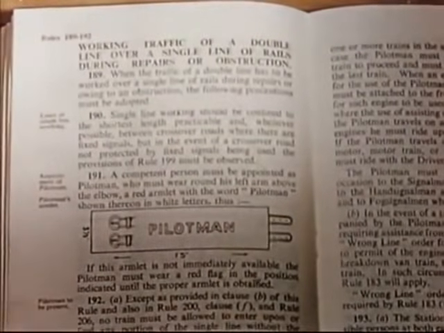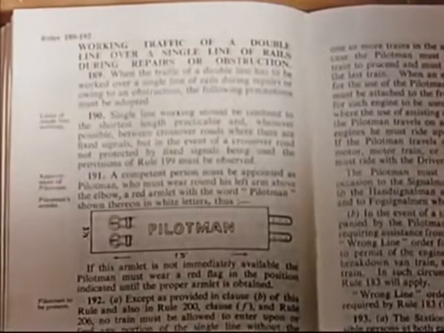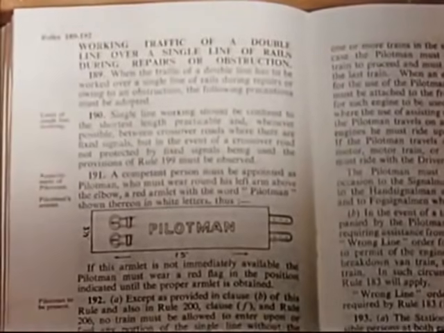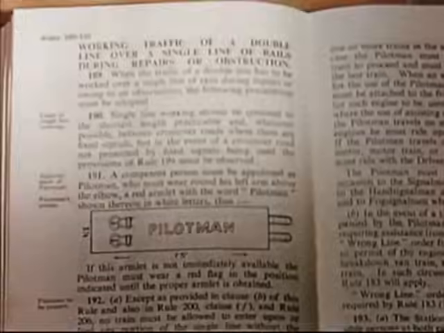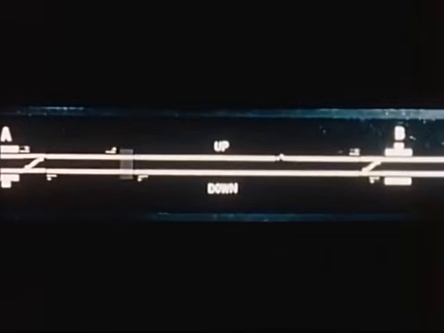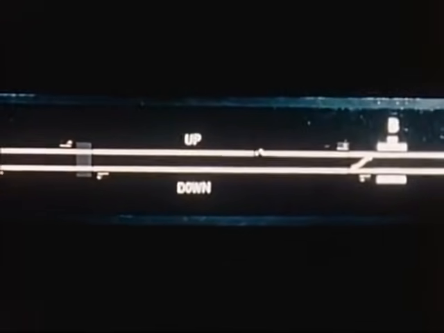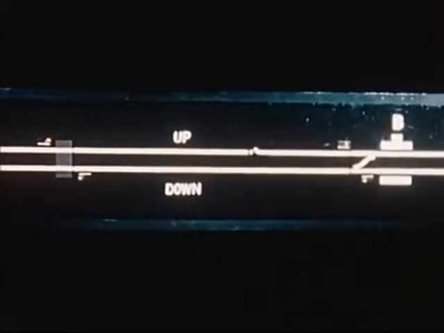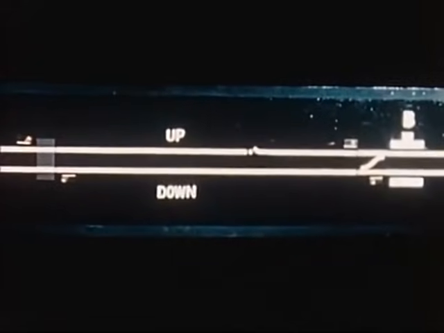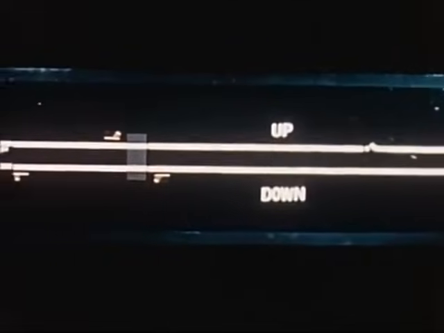This film will demonstrate how traffic of a double line is worked over a single line of rails during repairs or obstruction. The section over which single line working is to be carried out lies between Station A and Station B on this diagram. There is a crossover road at each end. The up line runs from A to B, the down line from B to A. There are catch points on the up line, and there's a level crossing protected by signals.